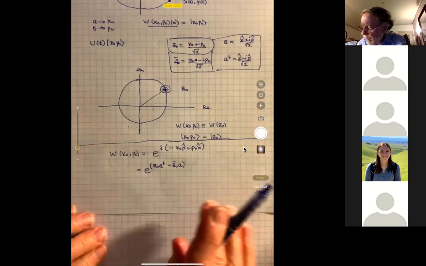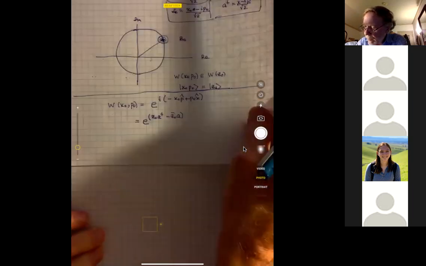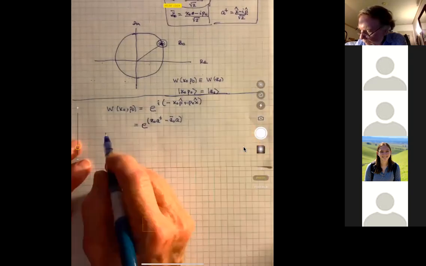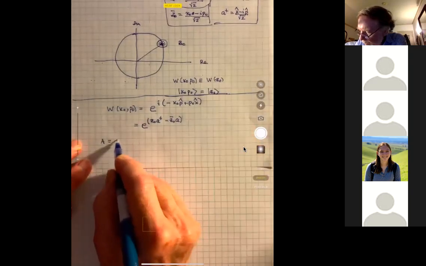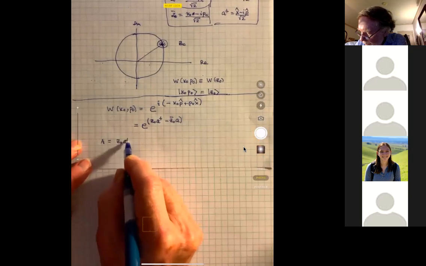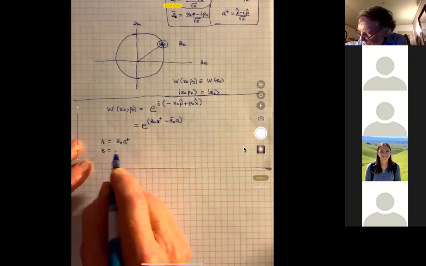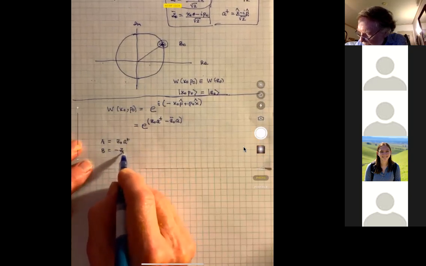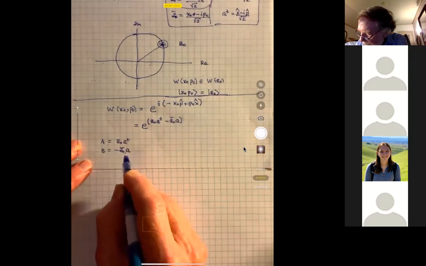Now, however, I want to use Glauber's theorem a second time. This time we want to let the capital A operator be equal to z0 a dagger and the capital B operator be equal to minus z0 complex conjugate times a.